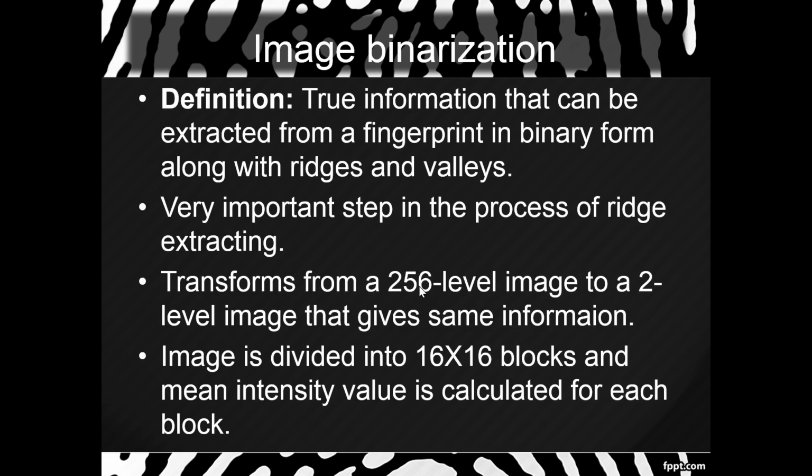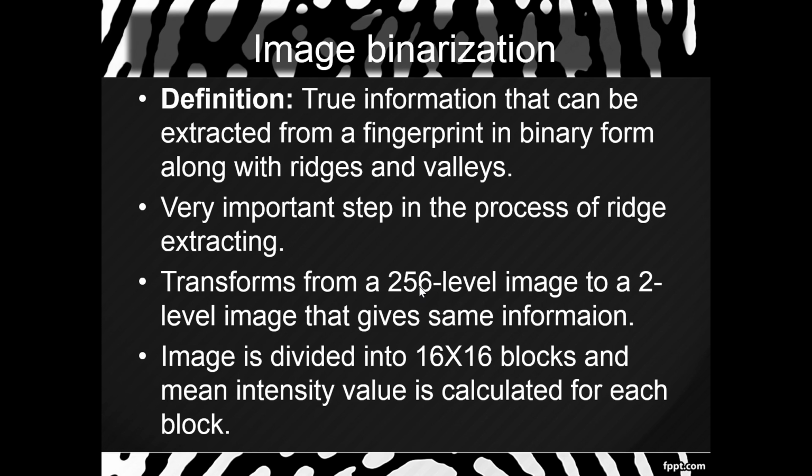So what is image binarization? Image binarization is converting the true information extracted from a fingerprint into binary form, along with all the ridges and valleys and all the minutiae information. So this binarization is a very important step in the process of ridge extraction. It basically transforms a 256-level image to a 2-level image, which is basically the binary form, that gives the same information in order to make things easy and the process a lot simpler and easier.